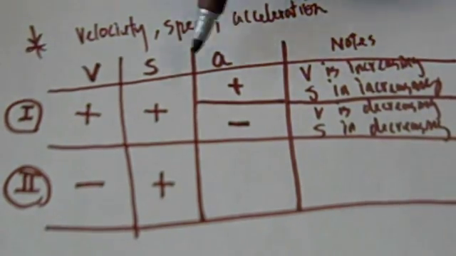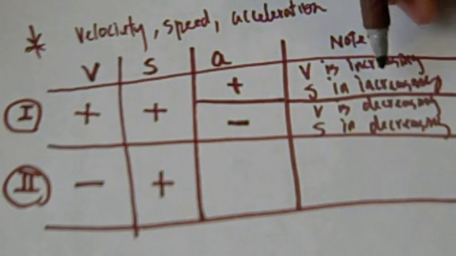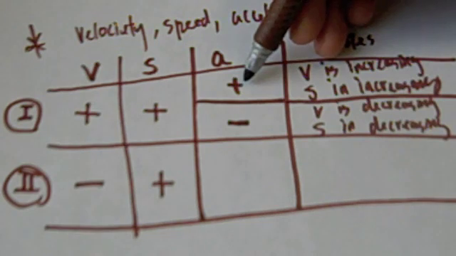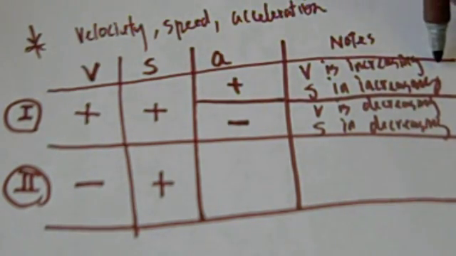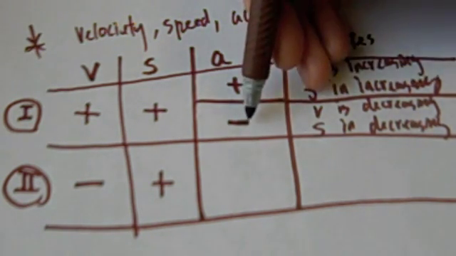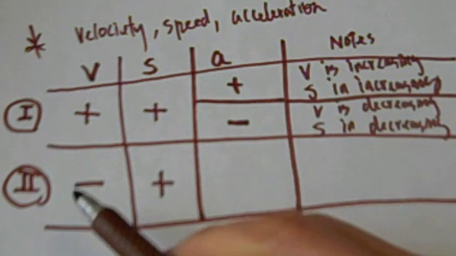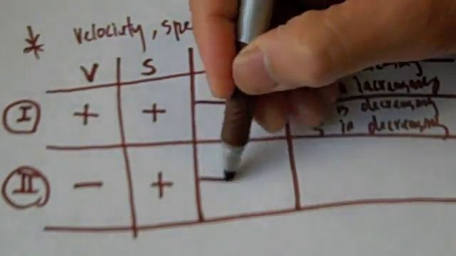Now notice over here in scenario 1, whether things are increasing or decreasing really depends on the acceleration. Positive acceleration for positive velocity and positive speed makes them increasing. Negative acceleration makes both of them decreasing. So this is common sense. Now scenario 2 makes it somewhat not so intuitive. Let's take a look at this.